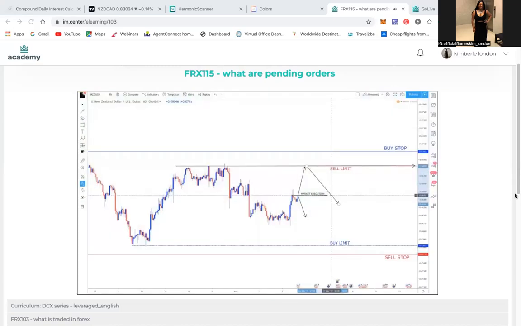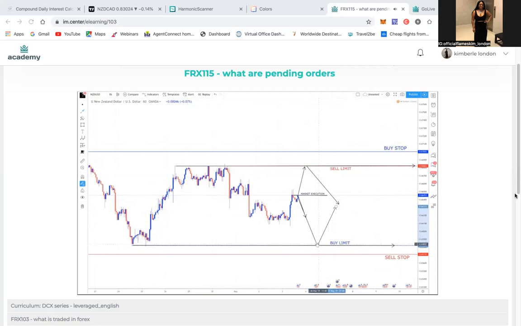The same is true of a buy limit. A buy limit is where a trader is looking for price to come down to a specific point, such as a support line inside of the market. If the trader expects the price to react off this area and trigger a buy and start coming back up, a trader will put in what's known as a buy limit.